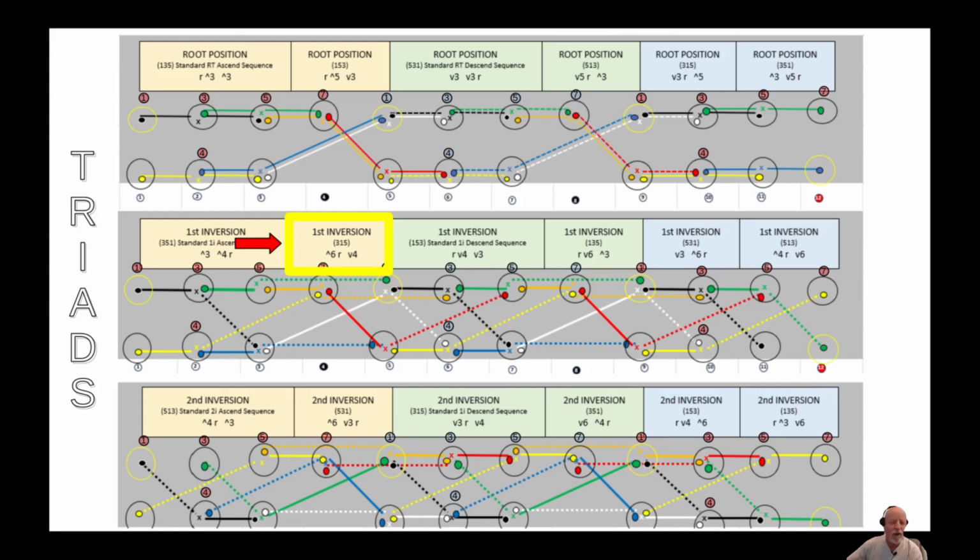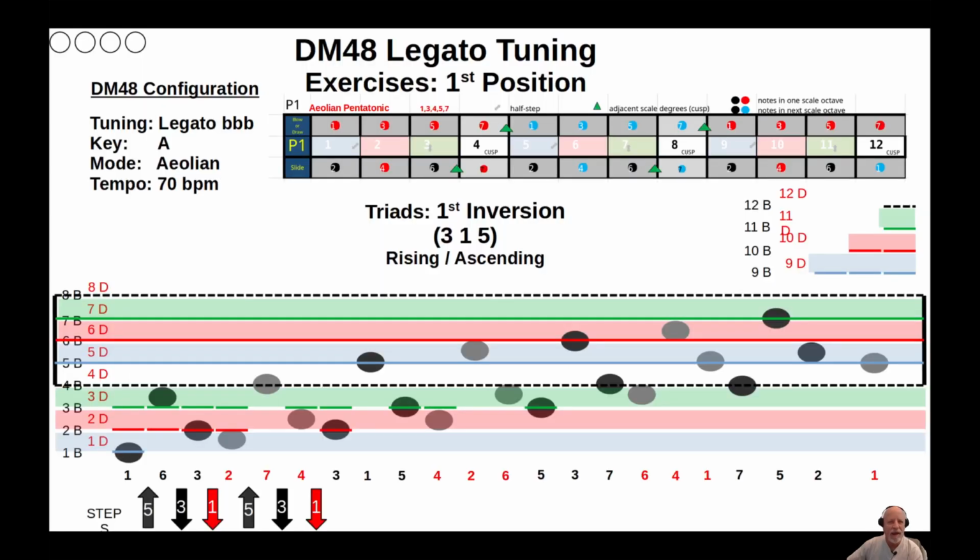So we're going to go up a sixth, and that's going to land us at the root in the middle note, and then we're going to go down a fourth, and we're going to end up on the 5 note of the chord. So the first one was 3-5-1. This one is 3-1-5. And we're going to start with rising ascending.